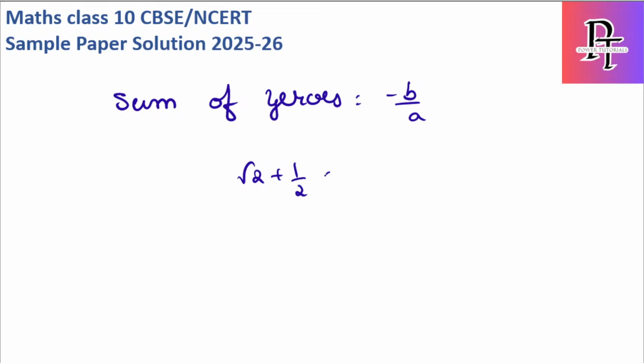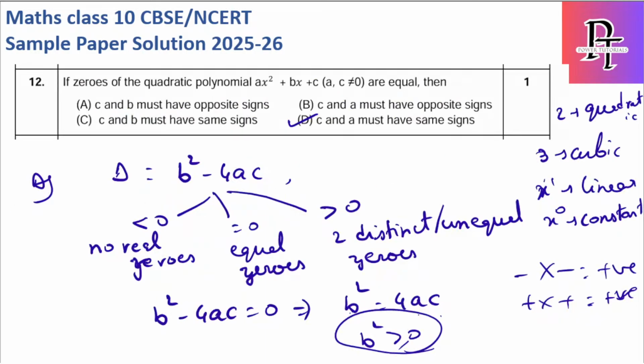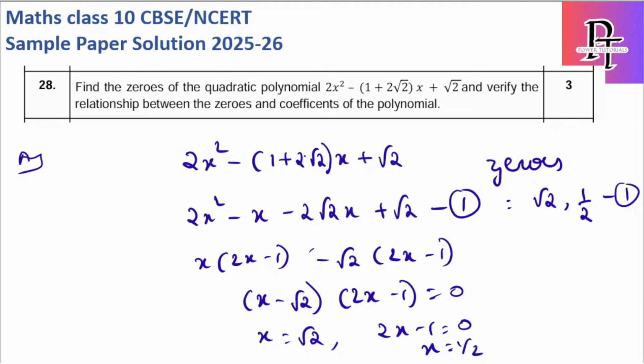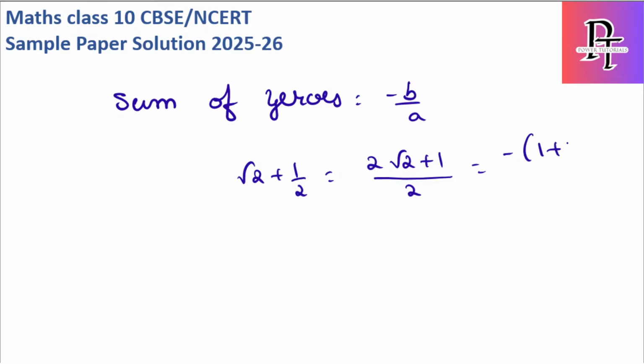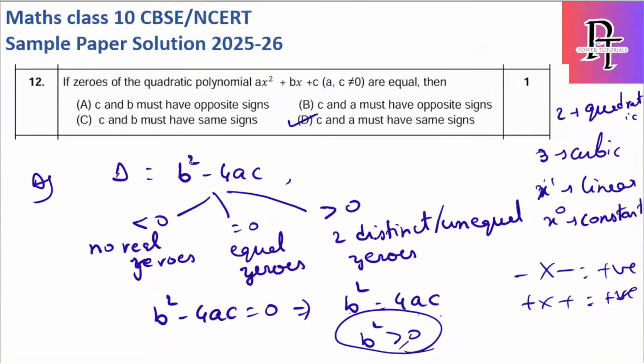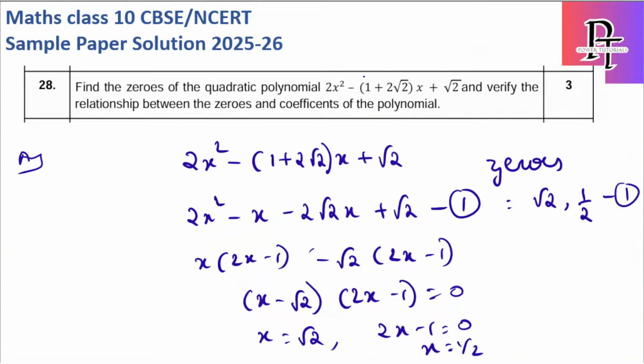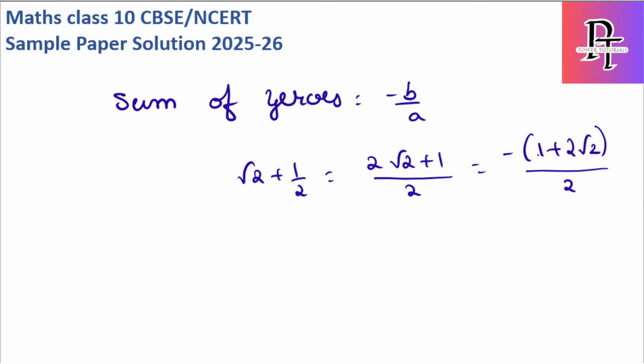If I take the LCM, I will get 2 root 2 plus 1 by 2, or okay, just keep it as it is. So what is minus b by a? B, you can see, is minus of (1 plus 2 root 2) by 2. Here if you notice, we have b as negative, hence this becomes minus of minus, which will be again the same value. So for this you will get half mark.